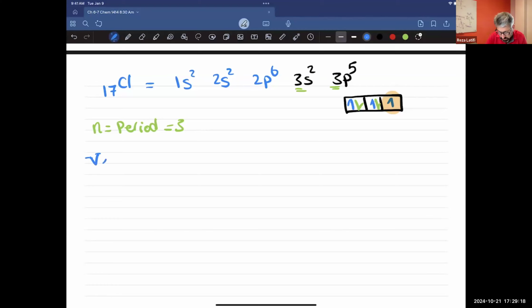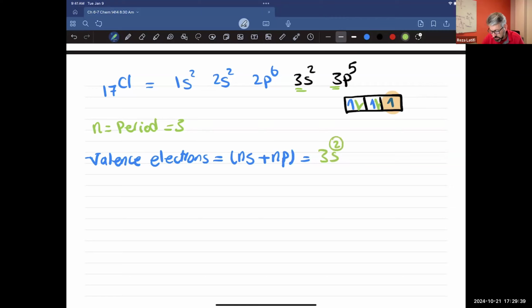So valence electrons is going to be equal to the highest ns plus np. I have a 3s orbital with 2 electrons. Then I have a 3p orbital with 5 electrons. I'm going to add those electrons, so I go 2 plus 5. That's going to give me 7. So chlorine belongs to group 7 and the third period.